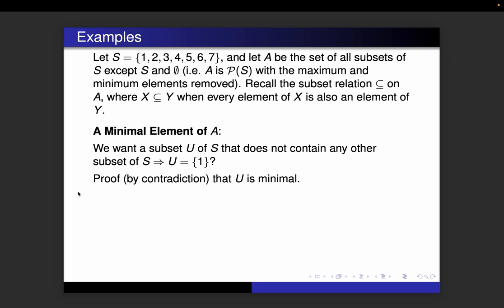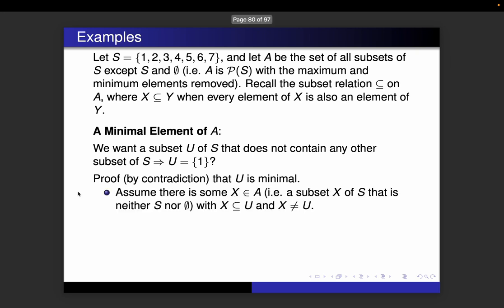It's going to be very similar to the one we had for the maximal elements. So we're going to assume that it's not minimal, which means that there is some set that it outranks, right? So U is going to outrank this set. And what does that mean for you to outrank the set? That means the set X is a subset of U, but it can't be equal to U. And it can't be equal to the empty set. Then we use this to prove a contradiction.